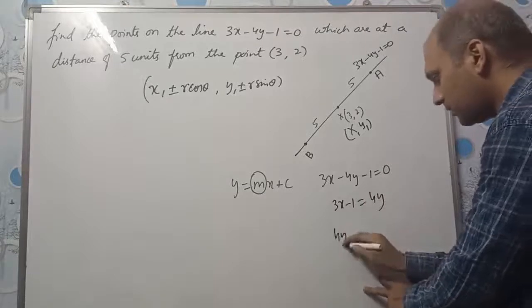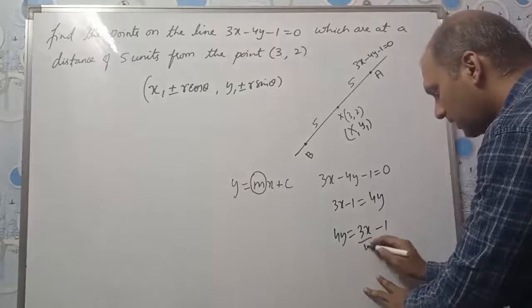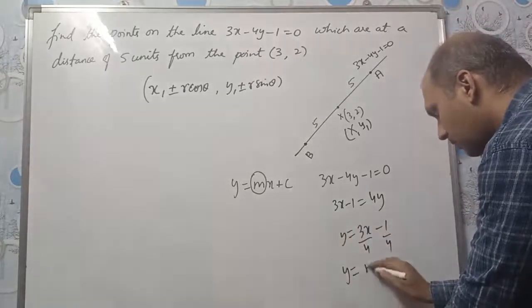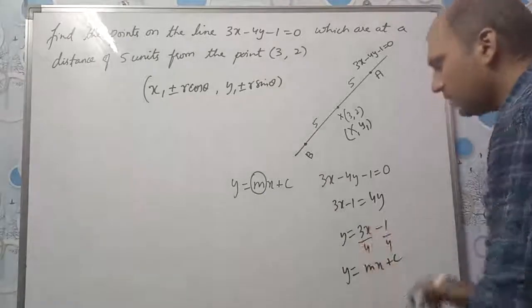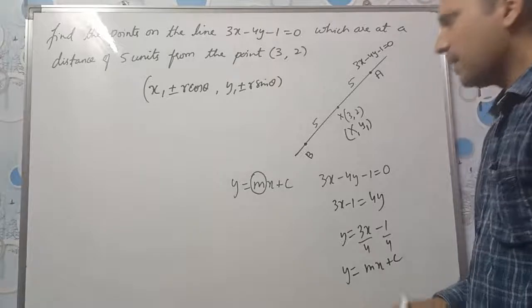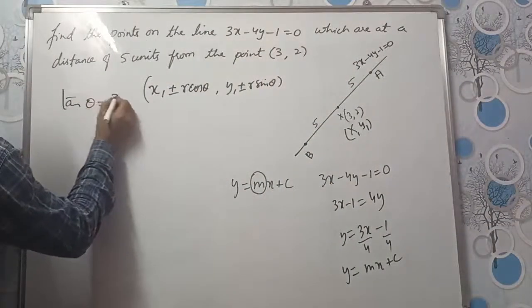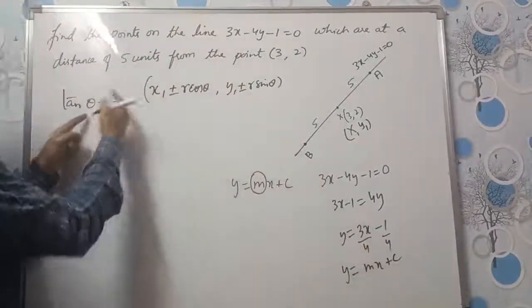Or we can write this as 4y is equal to 3x minus 1. 4 goes to the other side, it will divide like this, right? So we have y is equal to mx plus c. c is minus 1 by 4. m is 3 by 4. See, which is tan theta, how much? 3 by 4. Slope is 3 by 4, which means tan theta is 3 by 4.